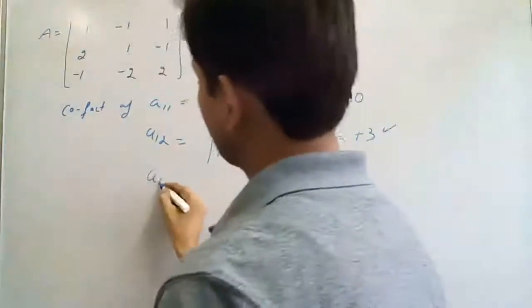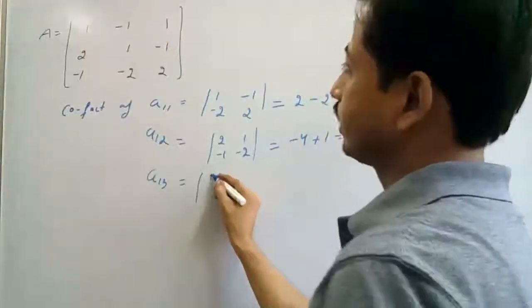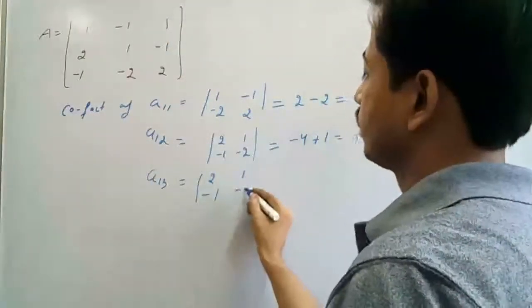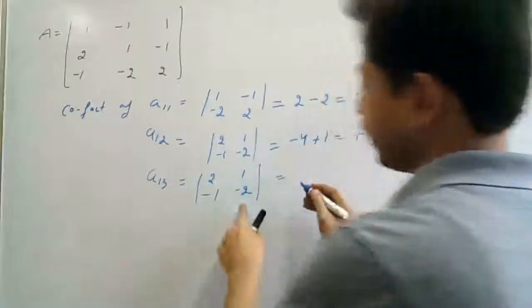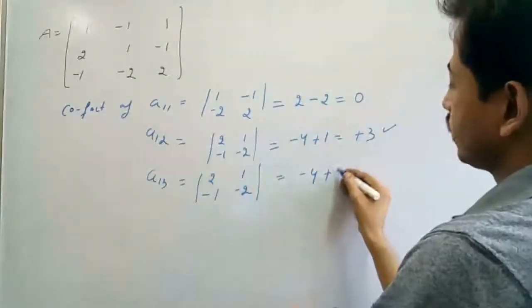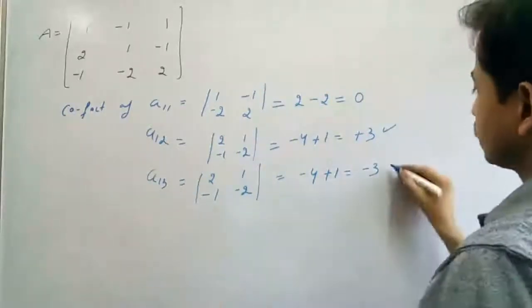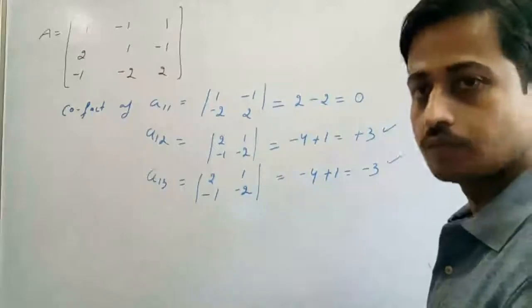Now A13 is what? Remove first row, third column. We get 2 minus 1, 1 minus 2. Solve this. Minus 2 into 2 minus 4. Minus 1 into 1 minus 1, so it becomes plus 1 minus 3. Now A13 is even, so this sign remains same.